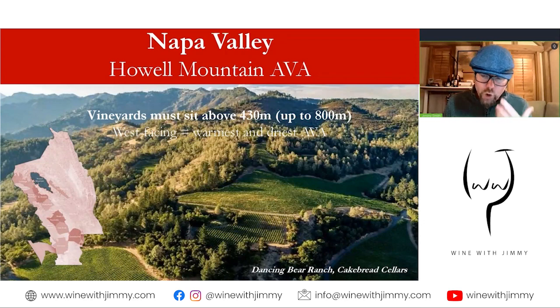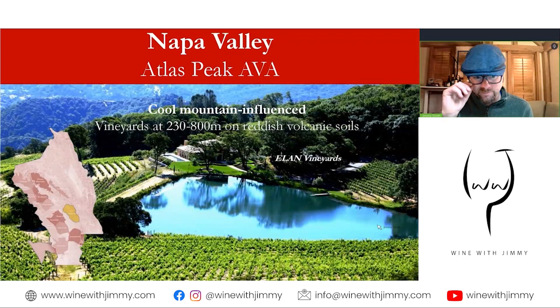So, of course, knowing that by law it has to sit above 430 meters, it sits above the fog layer. Of course, you're going to get really dry conditions here. It's the warmest and driest AVA. So you'll find often very deep, concentrated, colorful wines, which will have good acidities behind them, but very much structured tannins through very accomplished polymerization of tannins at the end of the season. That's the Dancing Bear Ranch, a part of Cakebread Cellars.